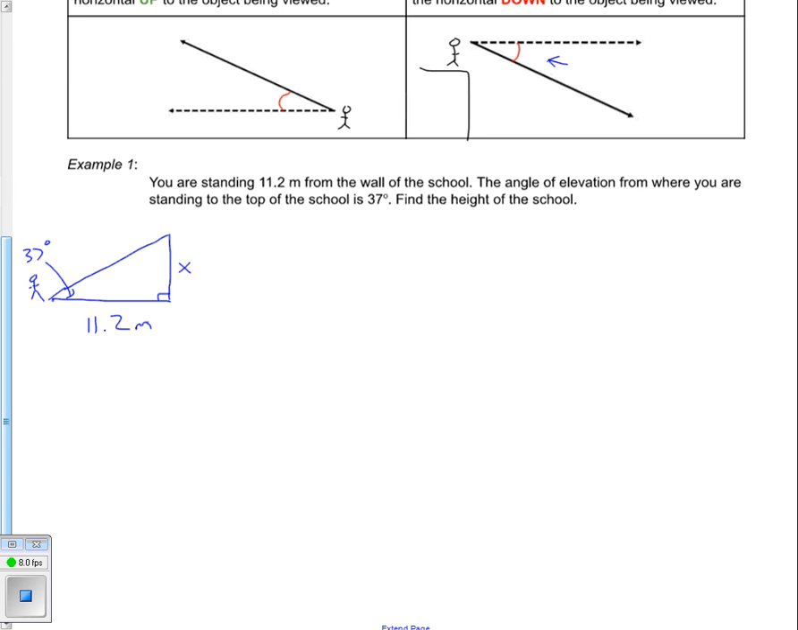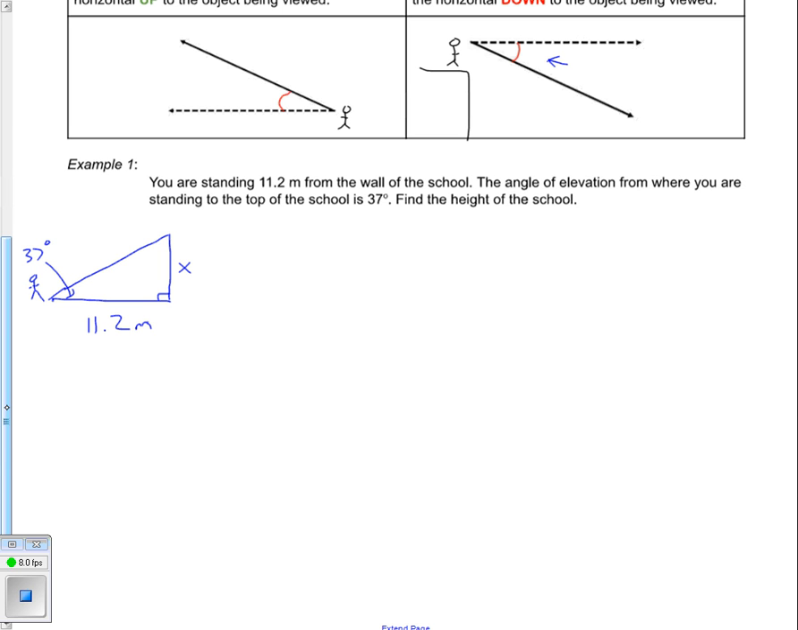So we know that we're standing 11.2 meters away from the school. The school is a certain height. And your angle of elevation to the school is 37 degrees. And we want to figure out, what's the height of the school? So in this instance, again, as we always do, we need to label our triangle, because now we have a triangle. We've made the diagram.